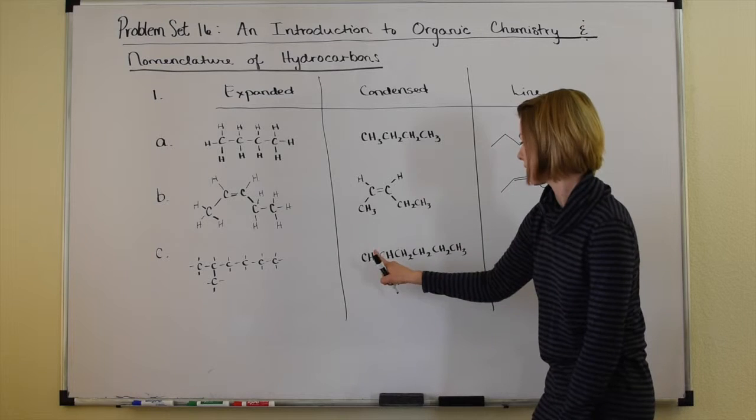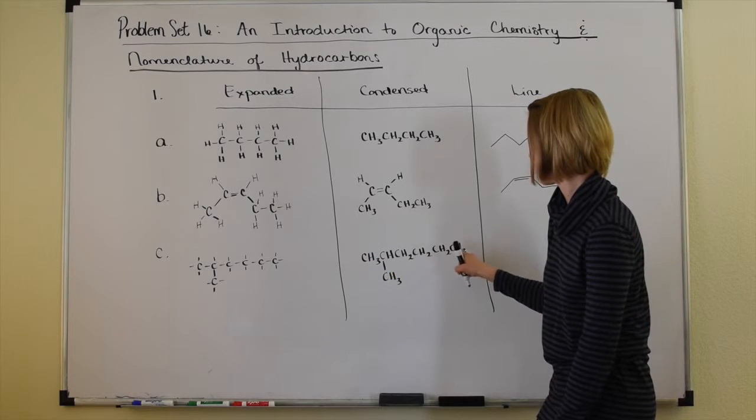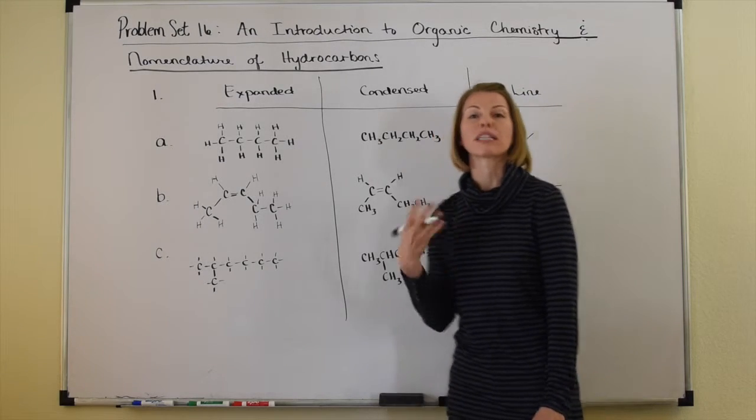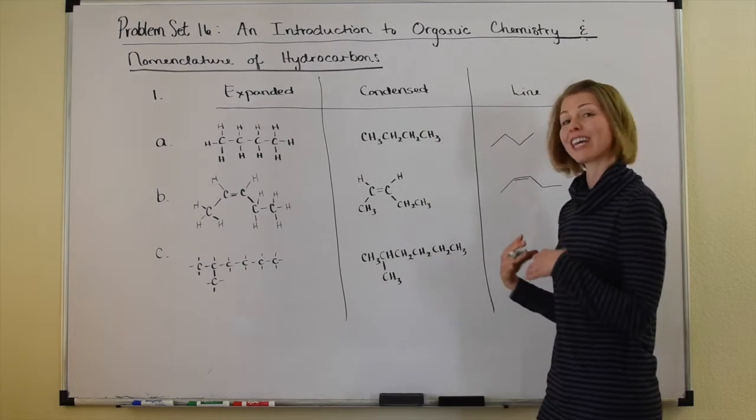Okay, so just make sure I got 6. 1, 2, 3, 4, 5, 6. And then off of the second carbon, there's a 1 carbon branch. So that's my 2-methyl.